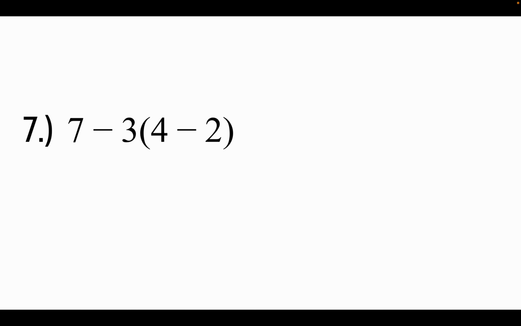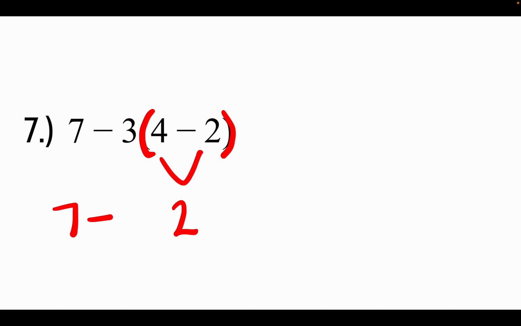Next one, number 7. So we have 7 minus 3 times 4 minus 2. So first thing we're going to do is our grouping symbols. So inside the grouping symbols, we have 4 minus 2, which is 2. Okay, then we have 7 minus 3. Well, what do we put here? What's happening right here? Well, what's happening is actually a multiplication.